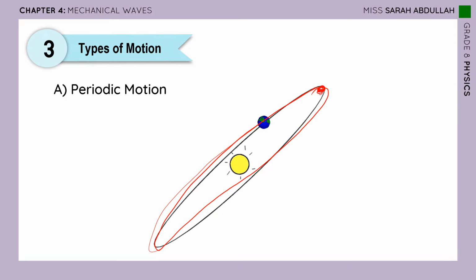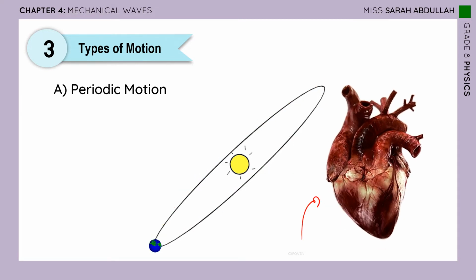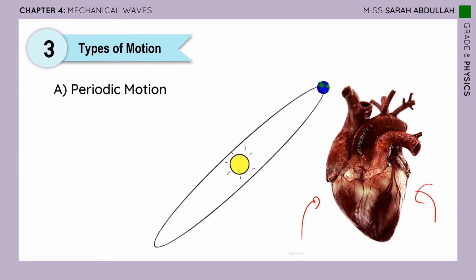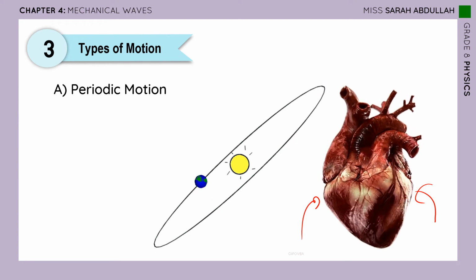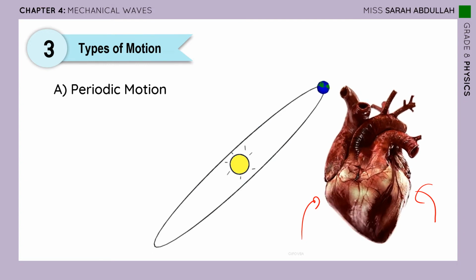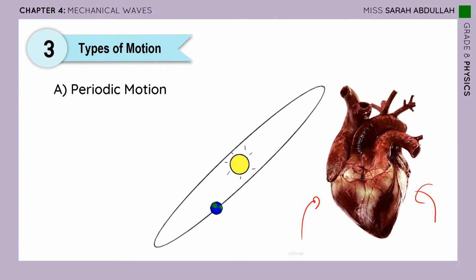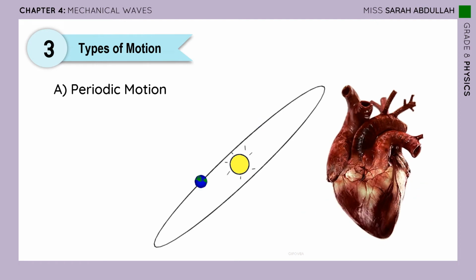Another example, the heart. You can see that the heart is beating. Okay, this movement that you see right here is repeating itself identically, the same movement every time, during a constant time interval. So it takes exactly the same time to do the movement again and again and again. All right, so this is periodic motion.